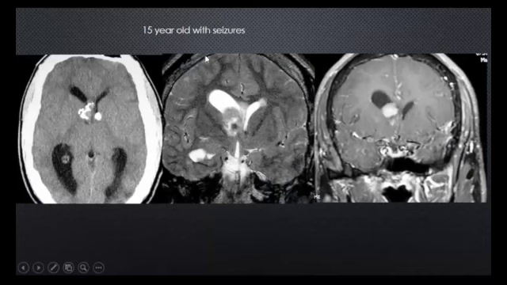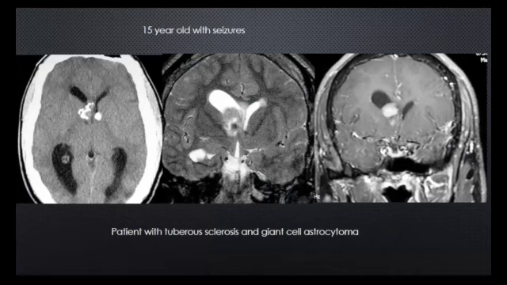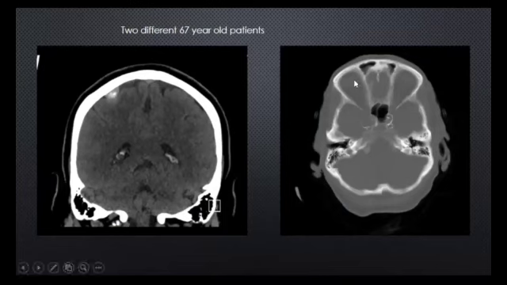Finally, we'll talk about this patient, this 15-year-old with seizures, and you can see these calcified masses next to the ventricle. On the MR scan, this actually has some mass effect with obstruction of the ventricle and some enhancement after administration of contrast. This is a patient with tuberous sclerosis and a giant cell astrocytoma. So let's look at these last two cases.